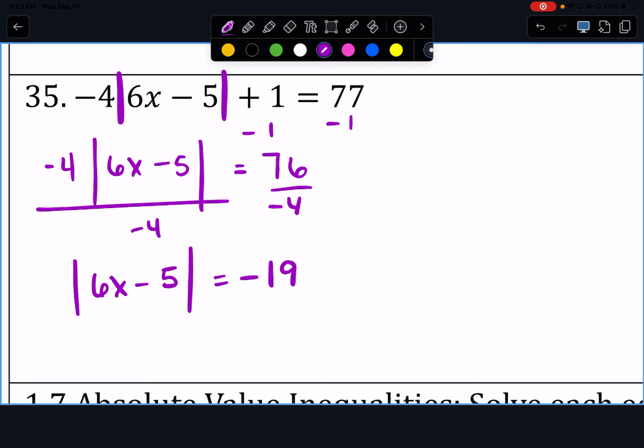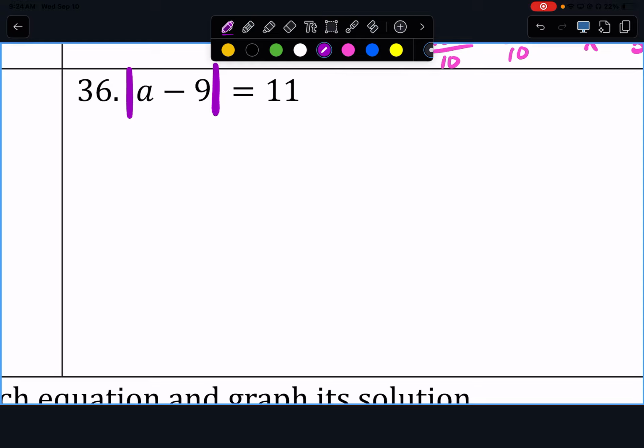And we're also going to look at 36 as well. So for question 36, what do I need to do to isolate my absolute value? I don't need to, it's already good. So we will do a minus 9 equals positive 11, and a minus 9 equals negative 11.